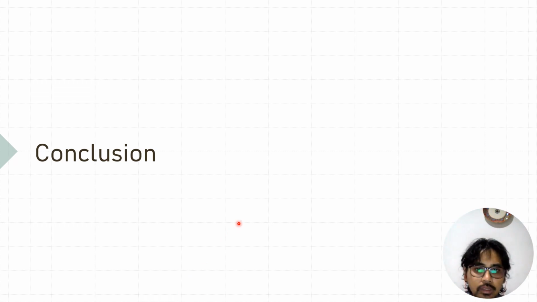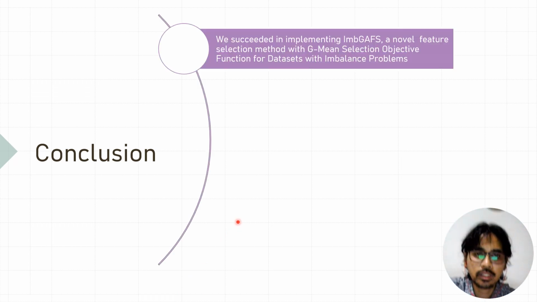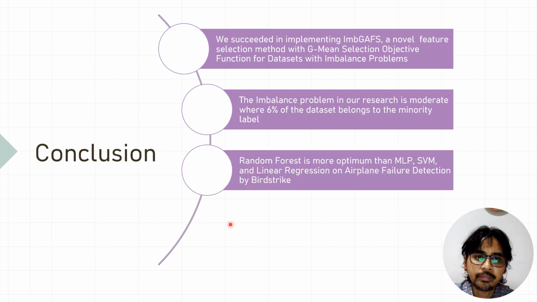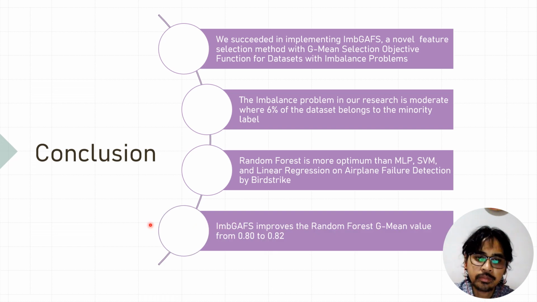So this is our conclusion. First, we succeeded in implementing ImbGAFS, a novel feature selection method with G-mean selection objective function for datasets with imbalance problems. Then the imbalance problem in our research is moderate, where 6% of the dataset belongs to the minority label. Random forest is more optimum than MLP, SVM, and linear regression on airplane failure detection by bird strike. And lastly, ImbGAFS improves the random forest G-mean value from 0.80 to 0.82.